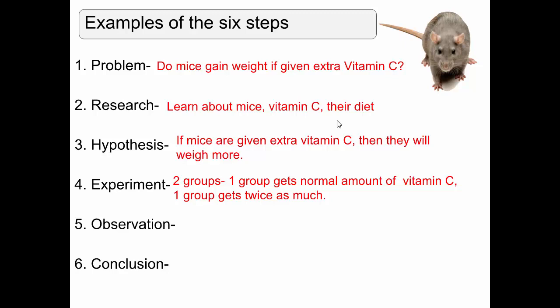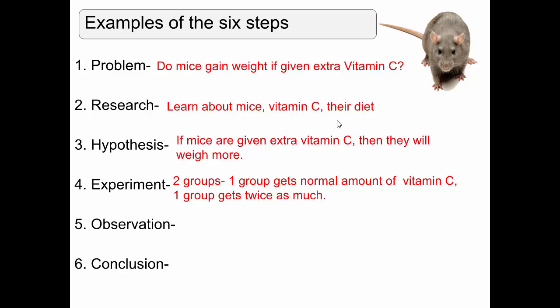So, yes, Emily was correct. I would need two groups of mice. One group, I would feed normal food and water and vitamin C. The other group, I would feed the same, but they would get twice as much vitamin C. And that's going to help me to actually test my hypothesis.